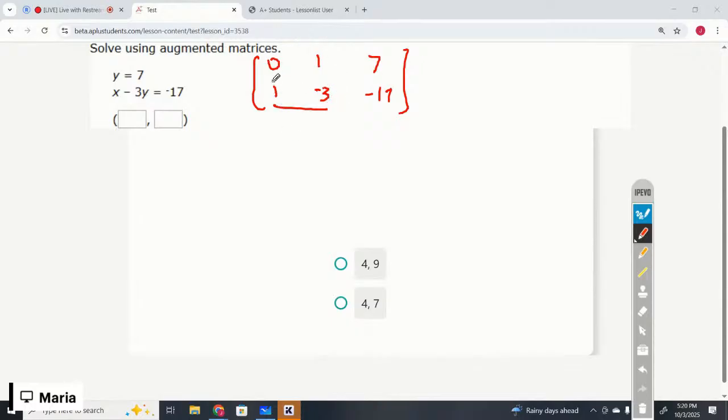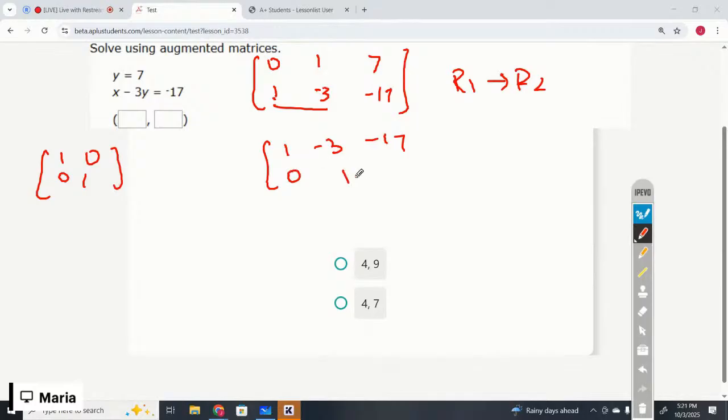First thing we need to do is interchange the rows, because the identity matrix is 1 0 and 0 1. So we already have 0 here. Let's interchange R1 and R2. So now it is 1, negative 3, negative 17, and 0, 1 and 7. This already has 0 and 1. We just have to make 0 over here. So how do we make a 0? R1 plus 3R2 makes 0.